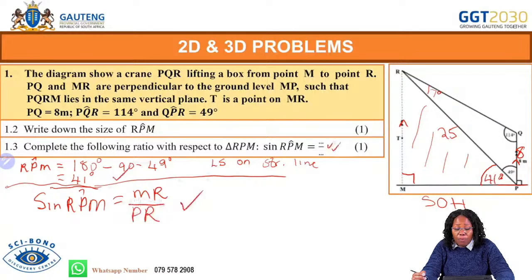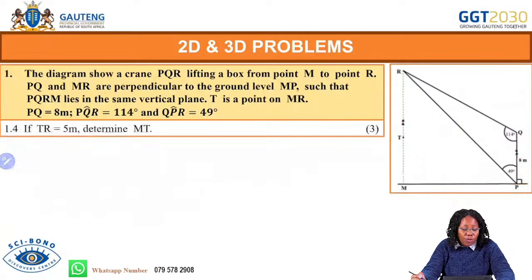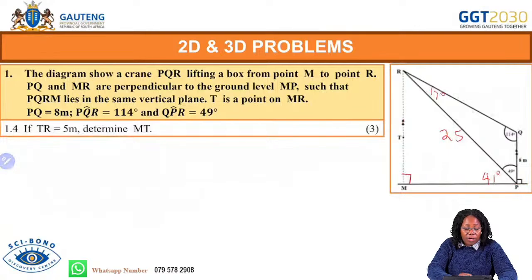And then after the completion of that, grade 12, you need to apply that to answer other questions now. Remember, it's 90 degrees there, and 41 degrees there. And then we have the hypotenuse, that is 25, we have just calculated before. And they say if TR is from here to here, that is 5 meters, and then determine MT. Now we want to find out the distance from here to there, the remaining one.